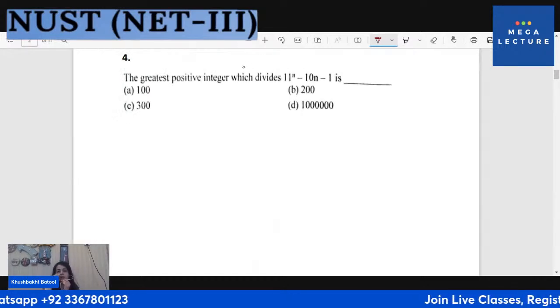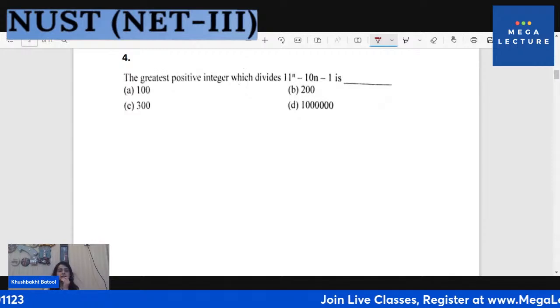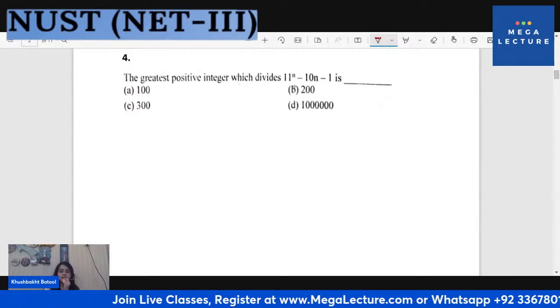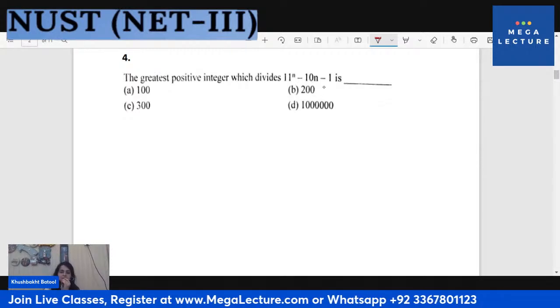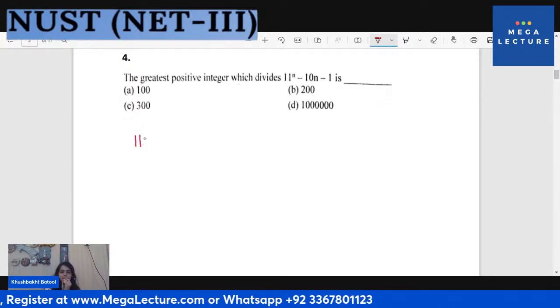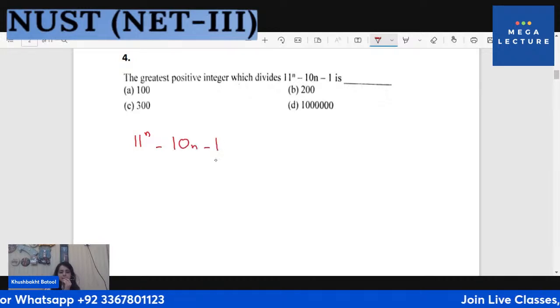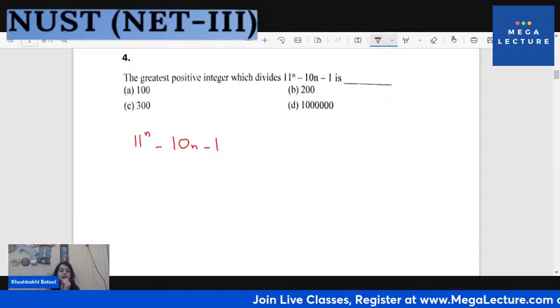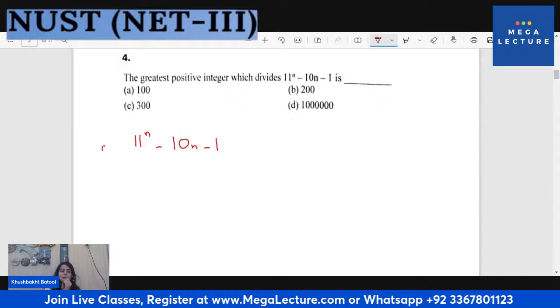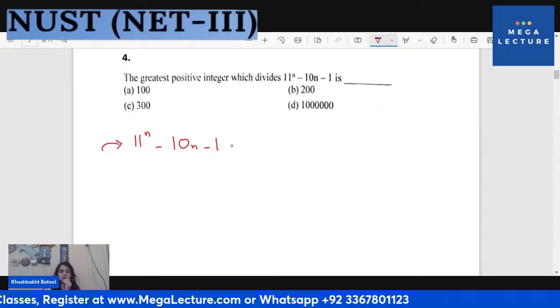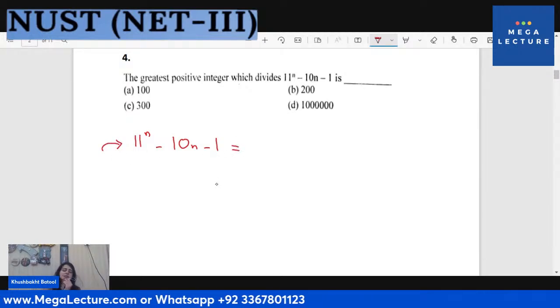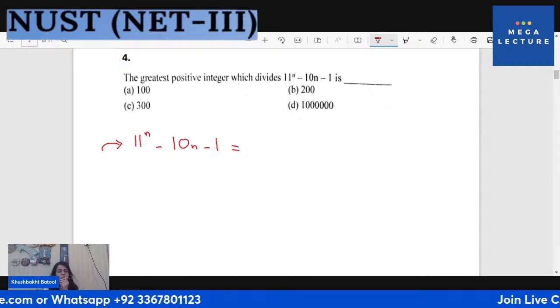Okay, here's the fourth question, and it says the greatest positive integer which divides 11n minus 10n minus 1. Now the number is 11n minus 10n minus 1. This is your number. You need to think of the greatest positive integer which can divide all the possibilities of this number. When I say all the possibilities, it means n can have different powers. Let's say n has the power 0.